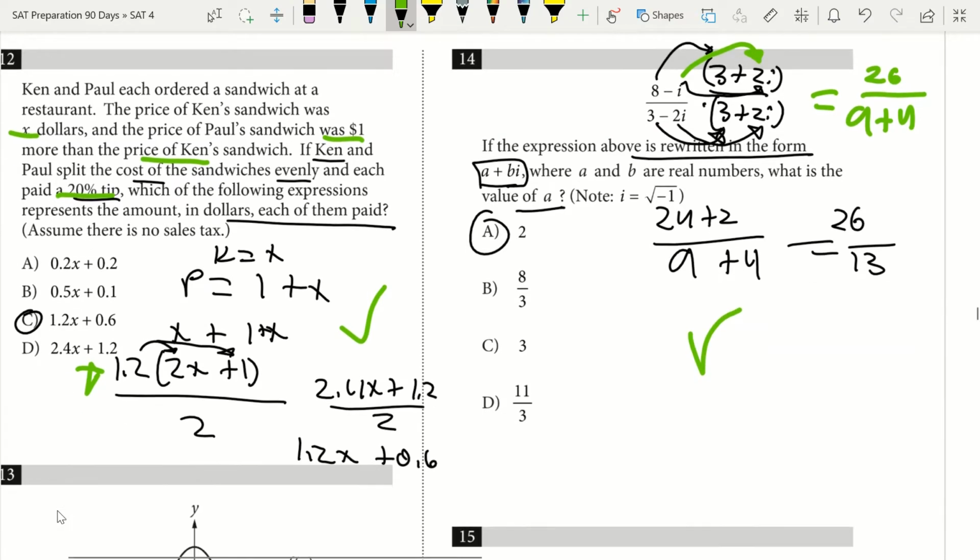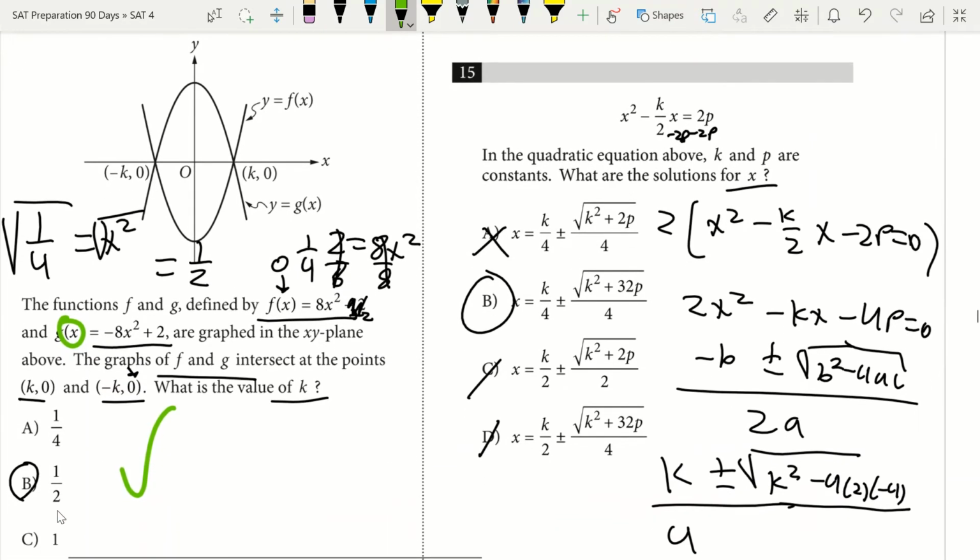That one's correct as well. And now I've got 15. So I've got an equation here. I got to multiply this whole thing by 2, right? And then subtract that 4p once I multiply by 2. When I do that, I end with this equation here. Then I'm using my quadratic formula, and that's going to be over 2a, so it's going to have to be over 4. So C and D are wrong.